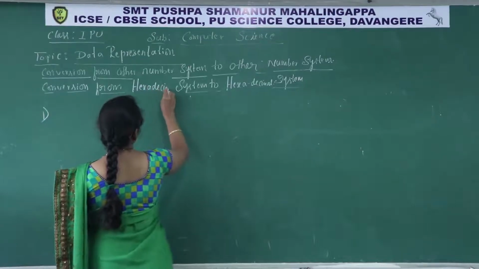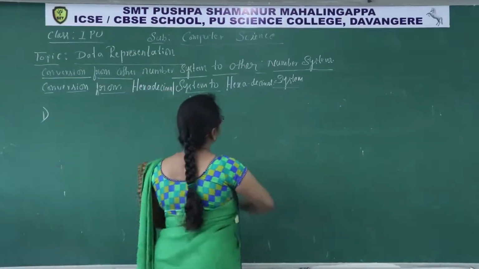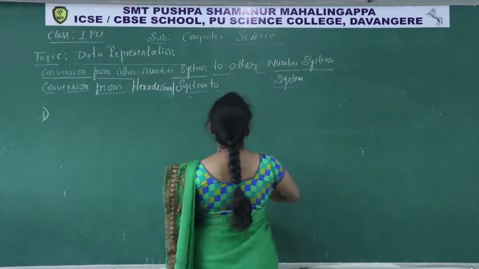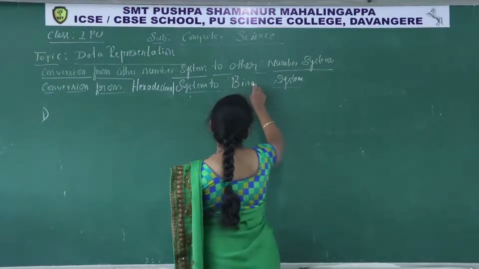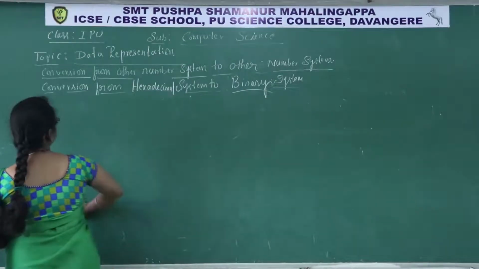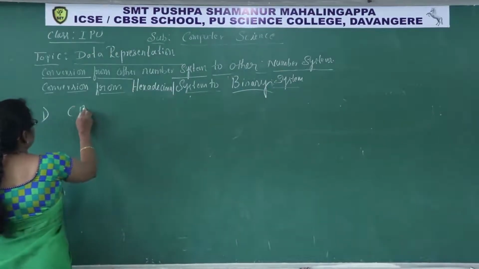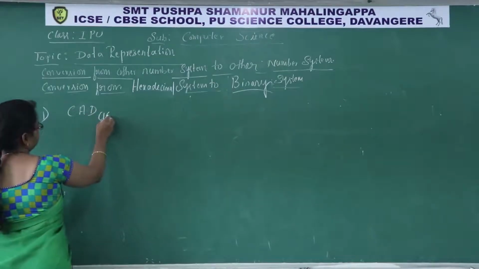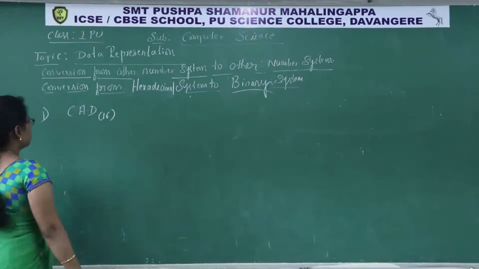Hexadecimal system to binary system. Now, first one, CAD base 16. So what is the method?